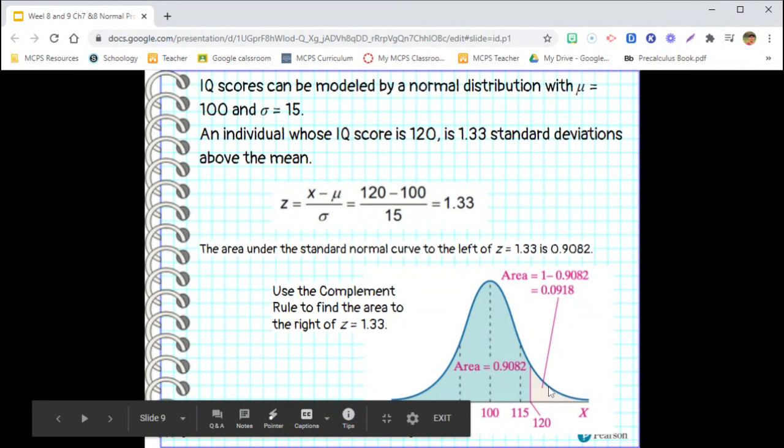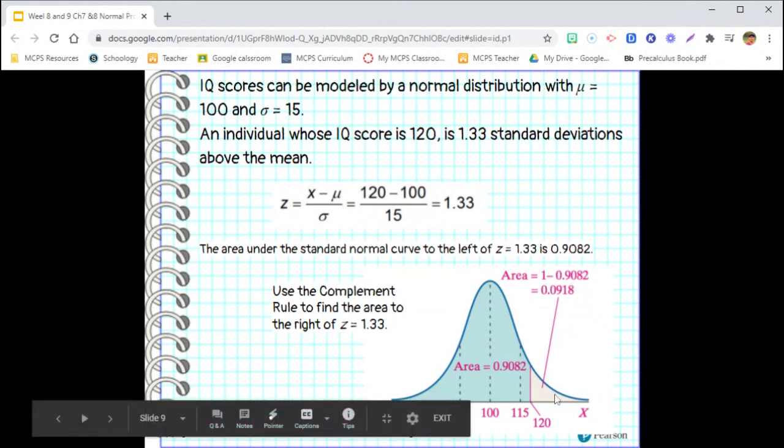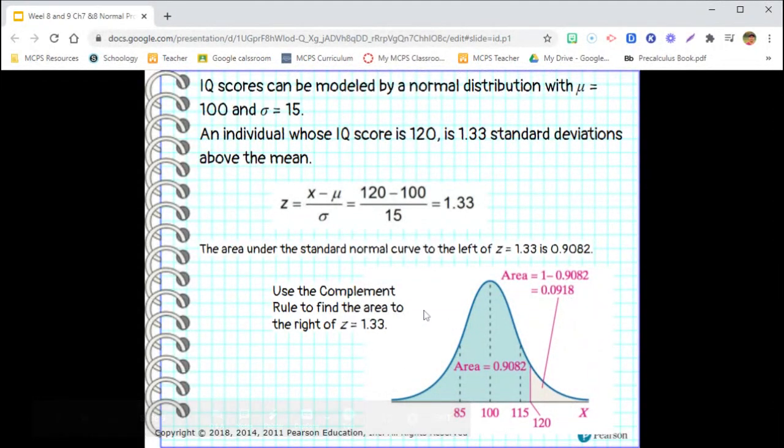And then to find the area on the other side, we're going to use the complement rule to find this right side. So when we say complement rule, since the whole thing is equal to 1, and the shaded part is already given, we're just going to subtract 0.9082 from 1 to get the side of the bell curve, which is going to be 0.0918 or 9.18%. All right.